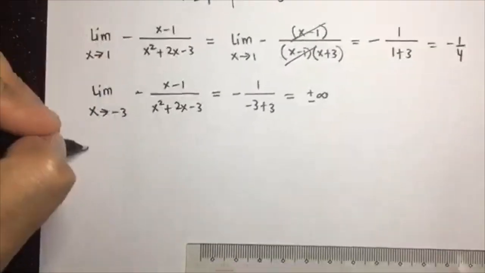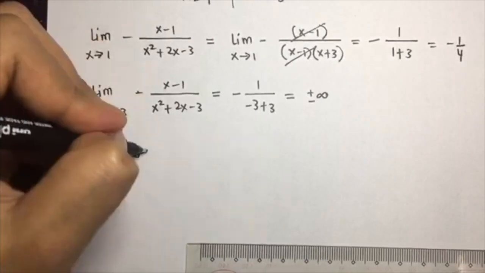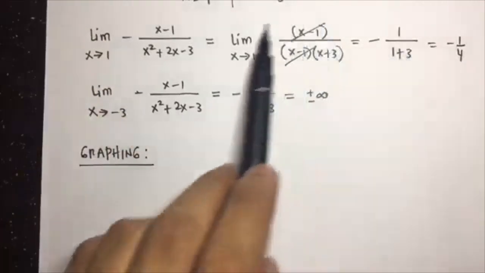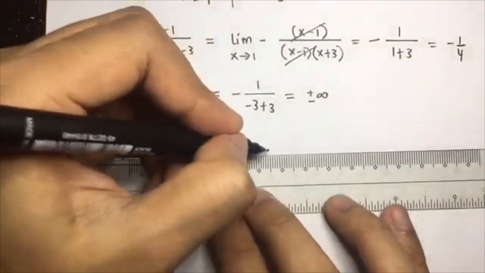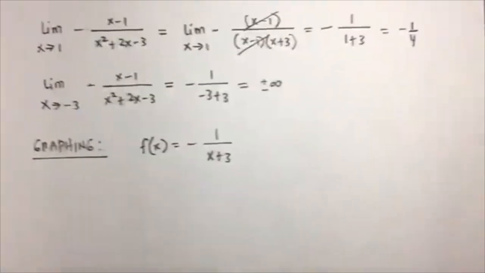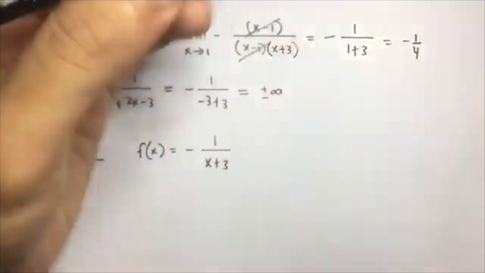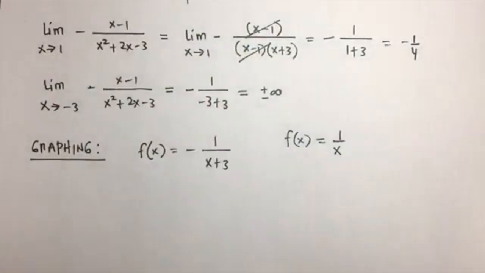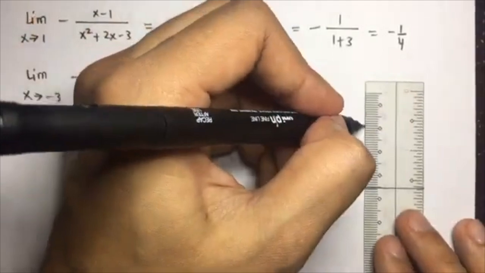Okay, so for graphing, like what we did earlier in the first example, we only graph the simplified form of the function, which is this one. So f of x is equal to negative 1 over x plus 3. Okay, so now you should be familiar with the graphs. So if we have f of x is equal to 1 over x, its graph should look like this.